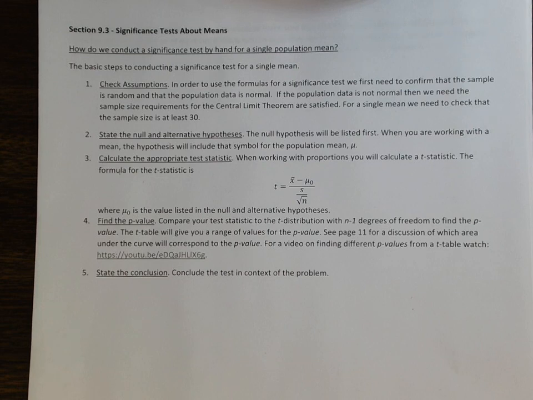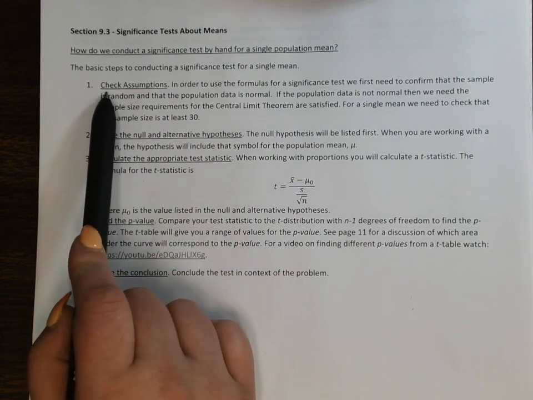And what you should notice is the steps are very similar to what we did with proportions. We just need to make some changes to account for the fact we're working with a mean now instead of a proportion. So let's look at the basic steps together. First of all, we're going to check our assumptions.